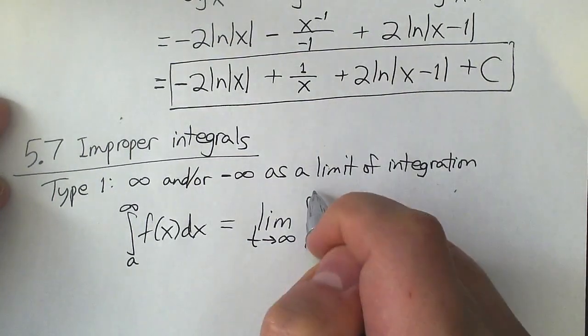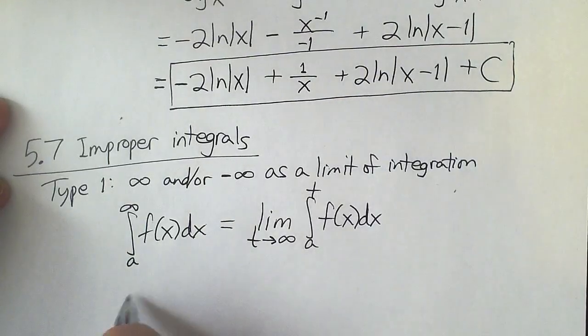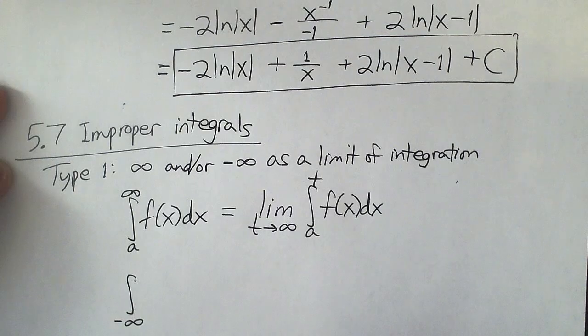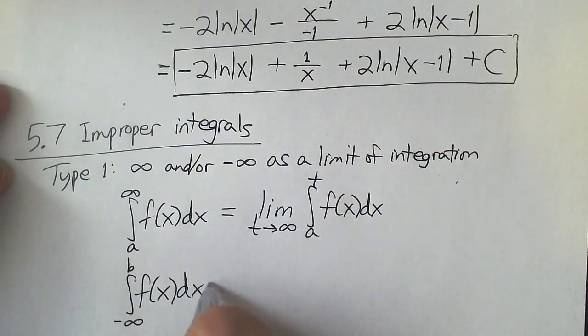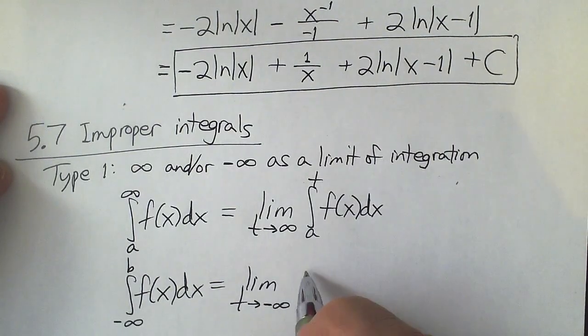So this is how you would handle this case. The other case is if there's a negative infinity, it would probably be on the bottom, and you also do that as a limit. This time it's a limit as t goes to negative infinity.